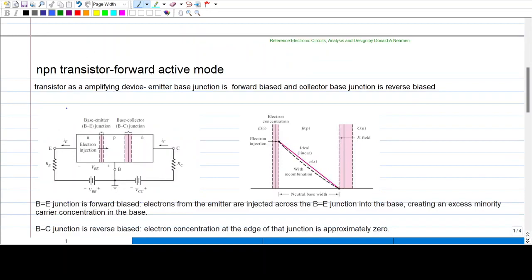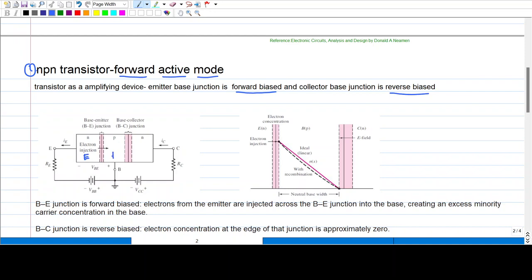Now, we have taken one of the modes called forward active mode. In forward active mode, the emitter-base junction is forward biased and the collector-base junction is reverse biased. We can see an NPN transistor here. This is emitter, this is base and this is collector. The emitter-base junction is forward biased and the collector-base junction is reverse biased. Under this condition the transistor is called an amplifying device. We will discuss in detail why it is called so.